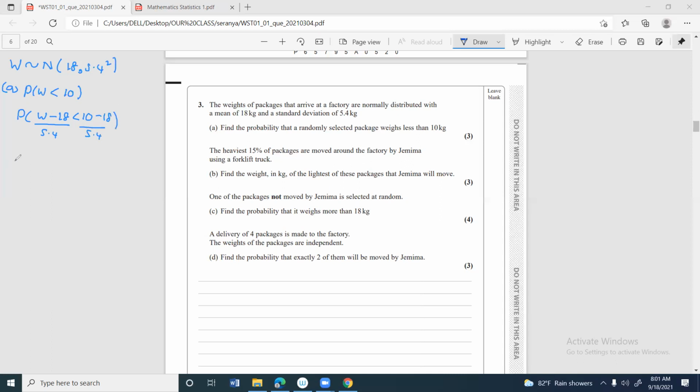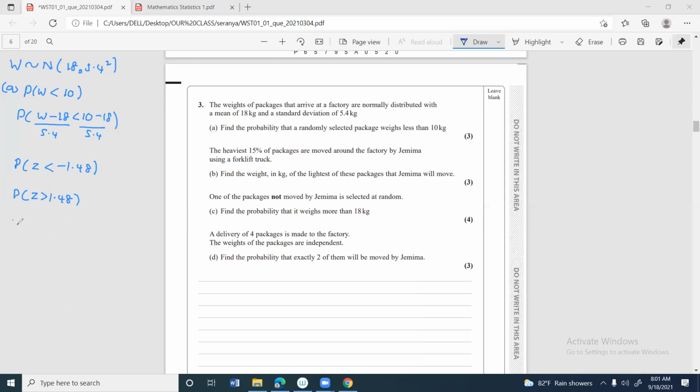With this, you get the answer. The probability of Z is less than (10 minus 18) divided by 5.4, which turns out to be minus 1.48. But usually we don't have negative probability, negative events. Therefore, multiply both sides by negative, which turns out to Z is greater than 1.48.